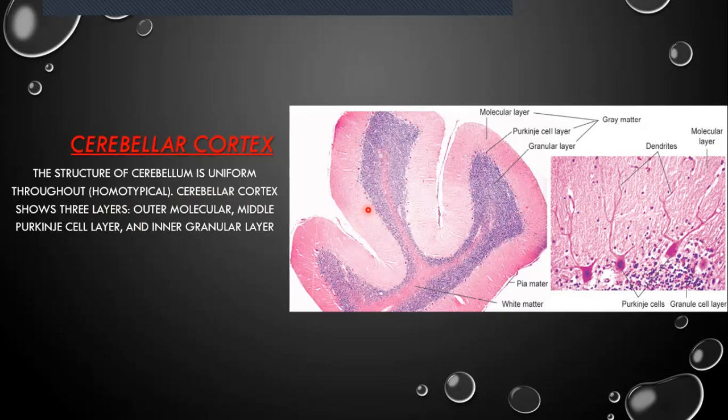Then here you will see a very thin layer. It is one cell layer, the Purkinje cell layer, then the granular layer here. Okay, under this magnification, you can see them. Now this is the outer molecular layer. Then here we have the Purkinje cell layer. Then this is your inner granular layer.